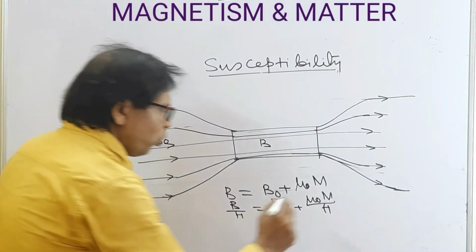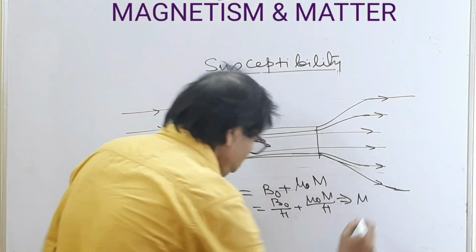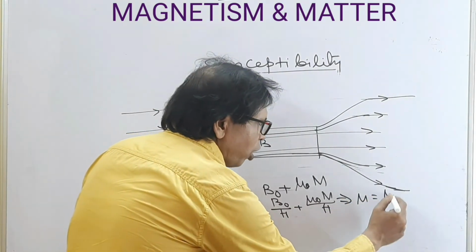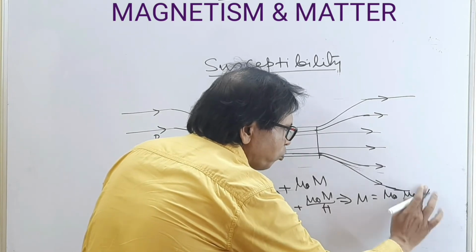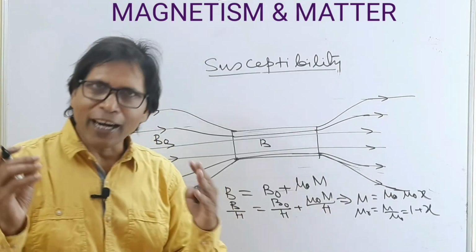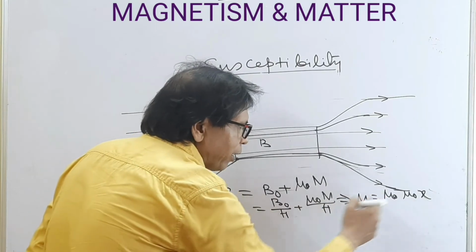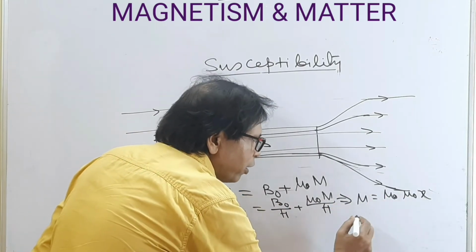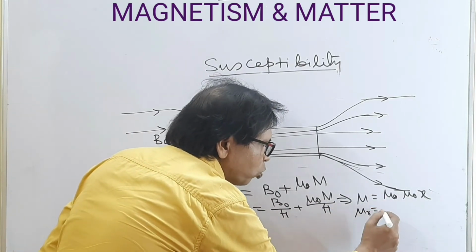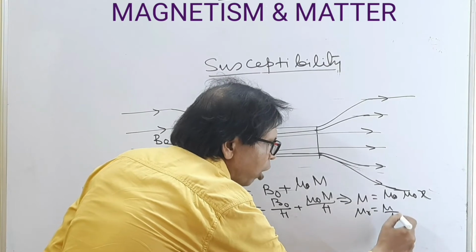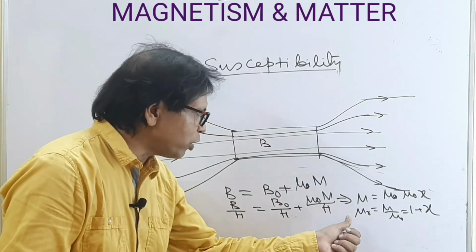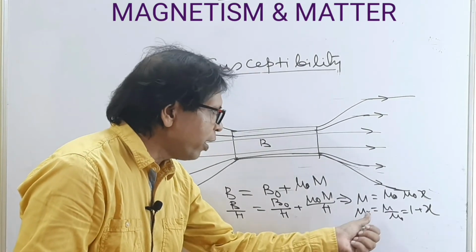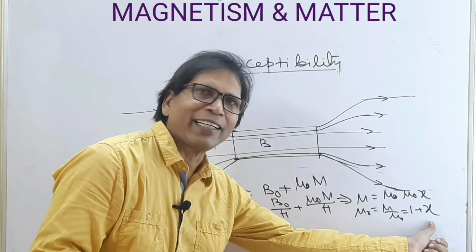Okay. Now look at this. This is the μ, this is μ₀, and this is μ₀ into μ₀ into χ. Now divide this equation: μr equal to μ by μ₀. So this is 1 plus χ. Look at this. So μr is equal to 1 plus χ.